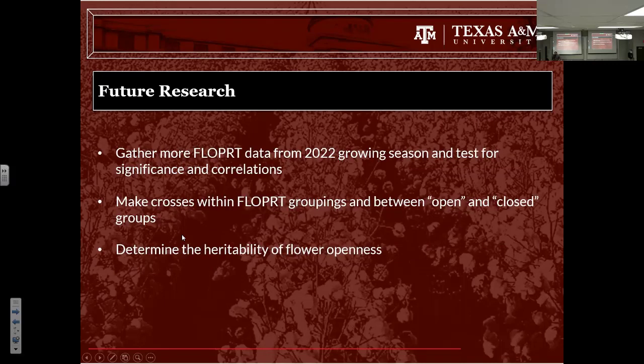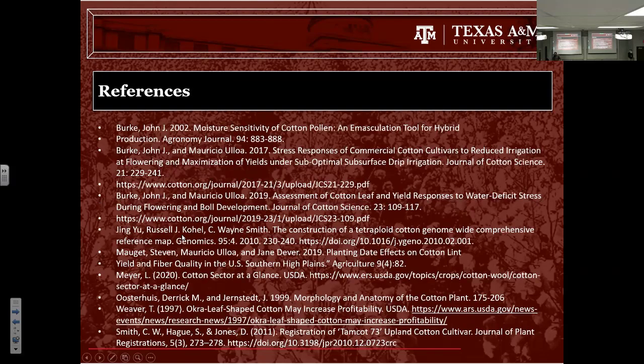So for future research, I definitely want to gather more data, at least double the amount that I had for this year, and test significance and correlation to see if they still match up. Make crosses within the grouping, the 4 openness groups that I did make. I want to cross open and open, close and close, and then open and close, just to see the amount of variation we can get, and then determine the heritability of flower openness.